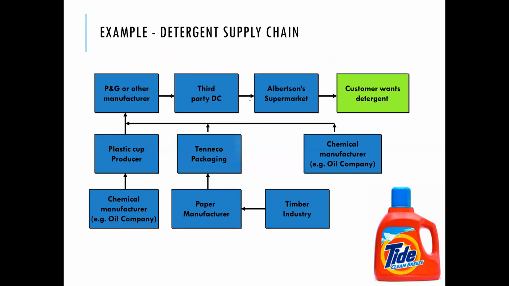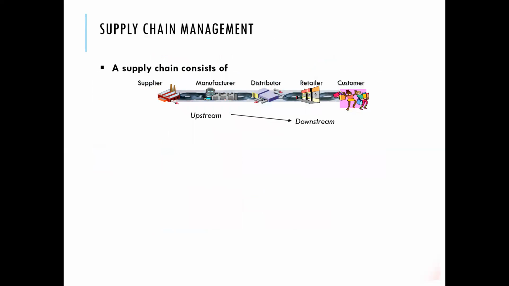Now, moving on. Generally speaking, if you want to simplify a supply chain, it consists of a supplier, a manufacturer, a distributor, and a retailer. And we as customers generally interact with the retailer, but there are many other components of a supply chain.